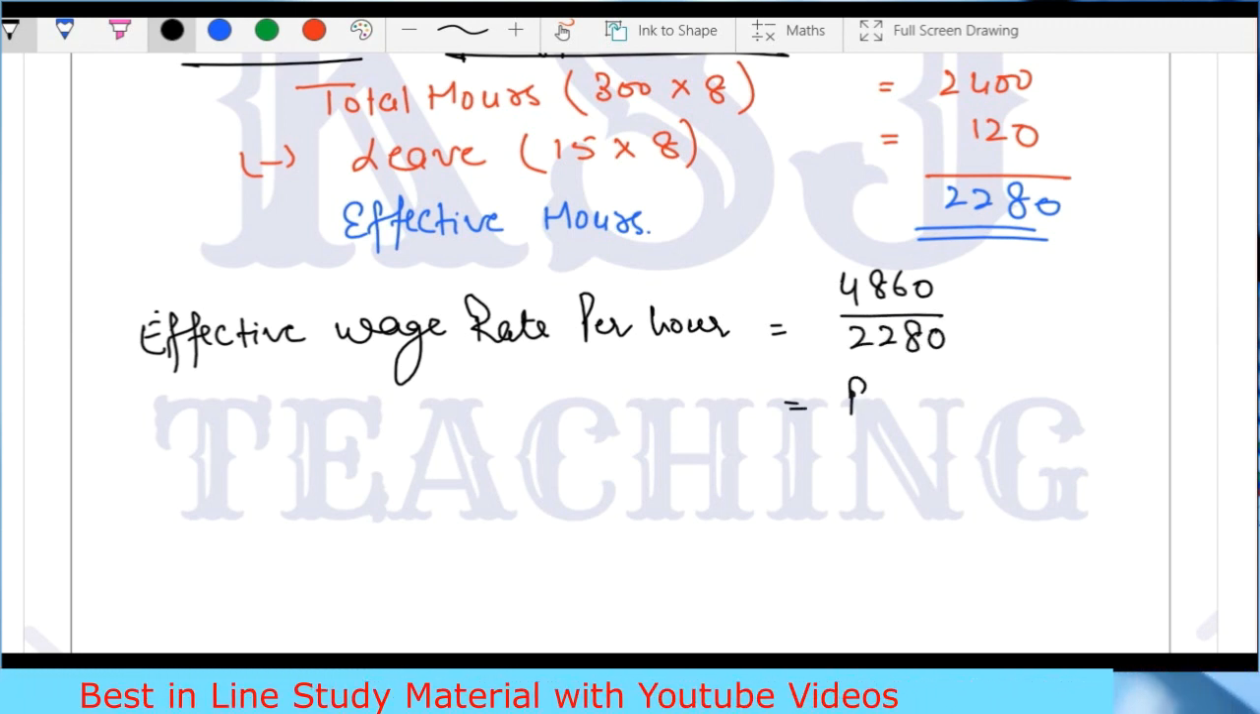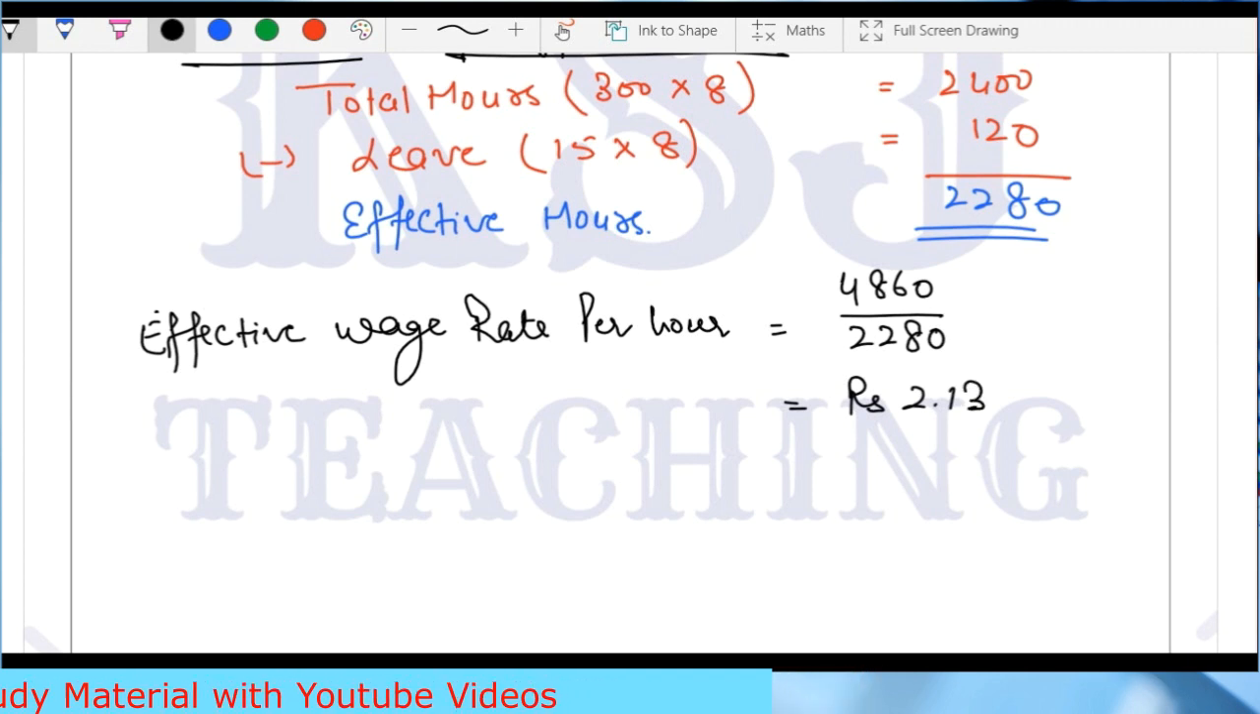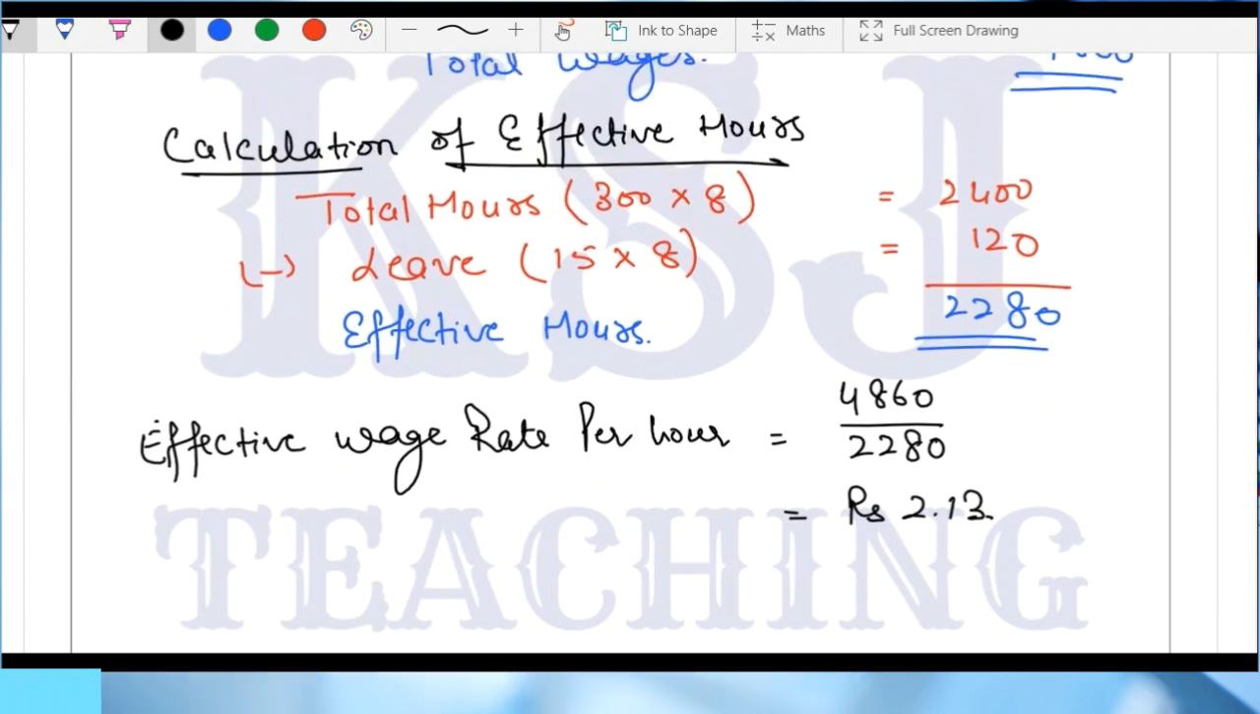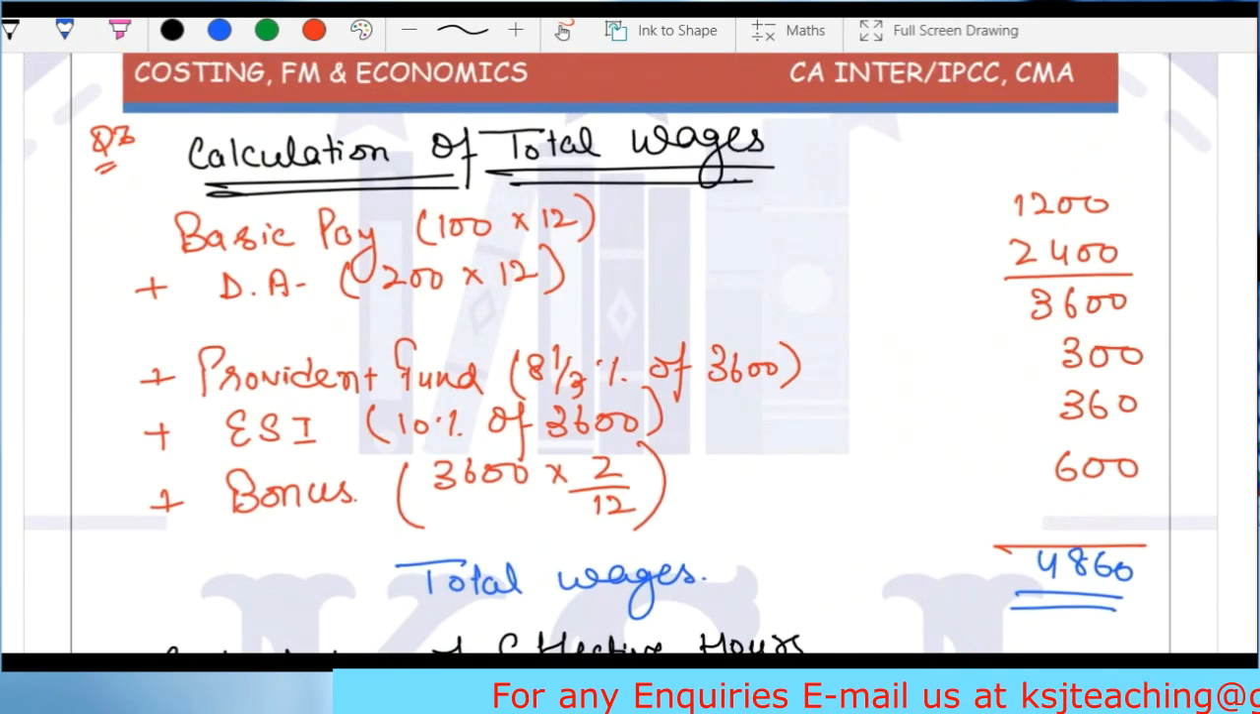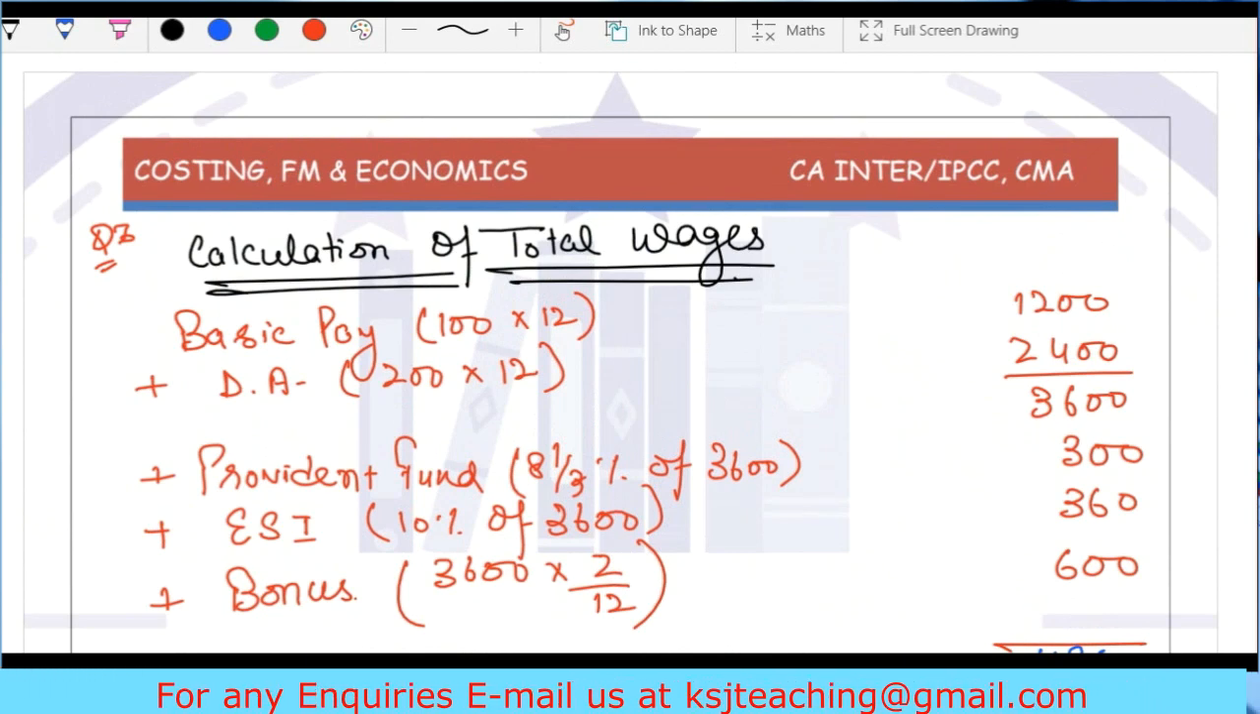This comes to rupees 2.13, right? Clear? So this is question number 3.